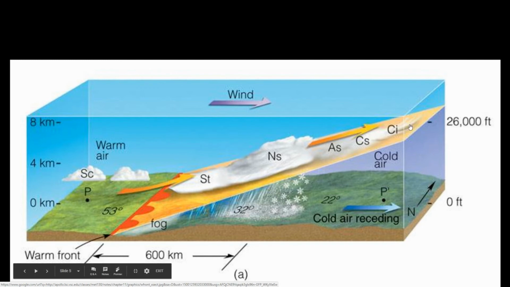So maybe a day or two away from the approach of a warm front, you'll see the high cirrus cloud. Then the cirrus clouds get a little bit thicker, they start to block out the sun, and eventually as that warm front gets closer, you get some nimbostratus and stratus clouds. Notice there still can be precipitation associated with it.